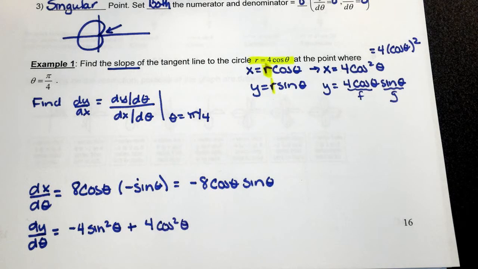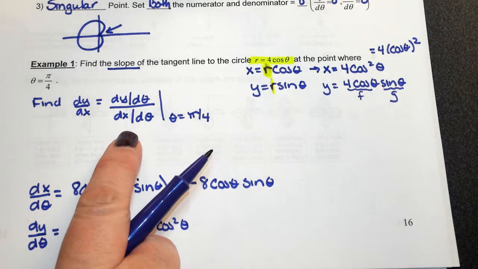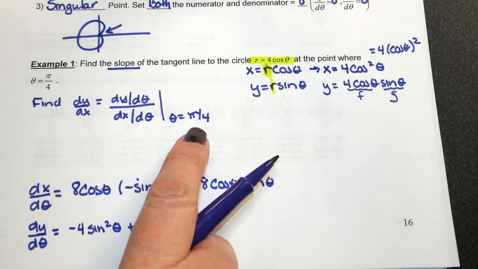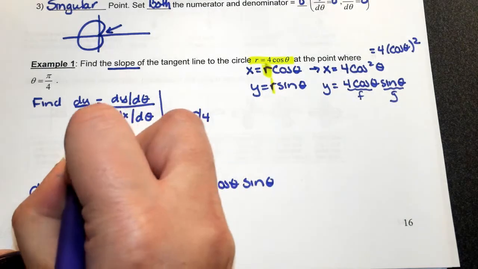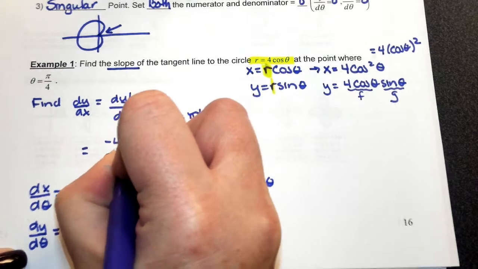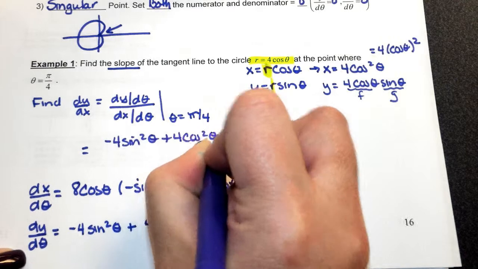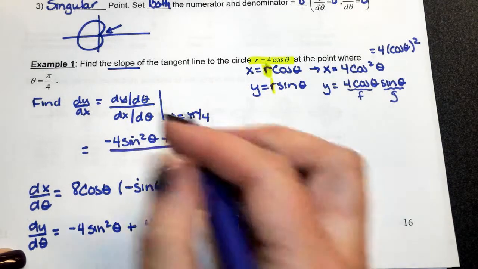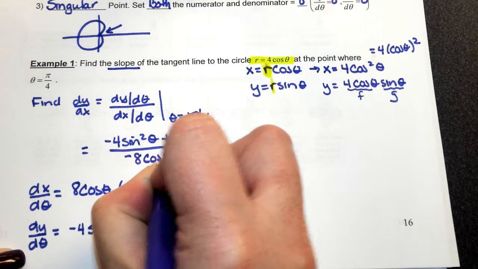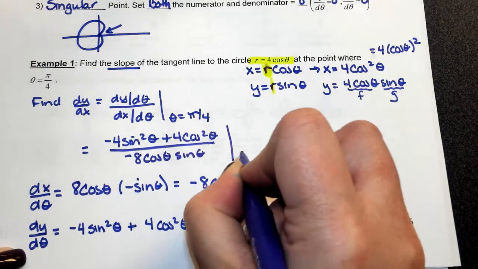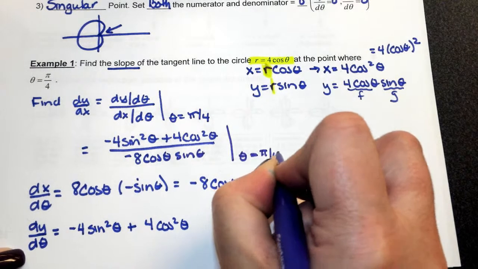So any questions on how I found my dx/d theta or how I found my dy/d theta? Now, you can do trig identity substitutions if you want to clean this up. That's completely up to you. Remember, the whole purpose is we want to find dy/dx, and we're going to evaluate this at pi over 4. So I need to take my dy/d theta, which I found to be negative 4 sine squared theta plus 4 cosine squared theta, and divide it by my dx/d theta, which I found to be negative 8 cosine theta times sine theta. And again, I want to evaluate this when theta is equal to pi over 4.